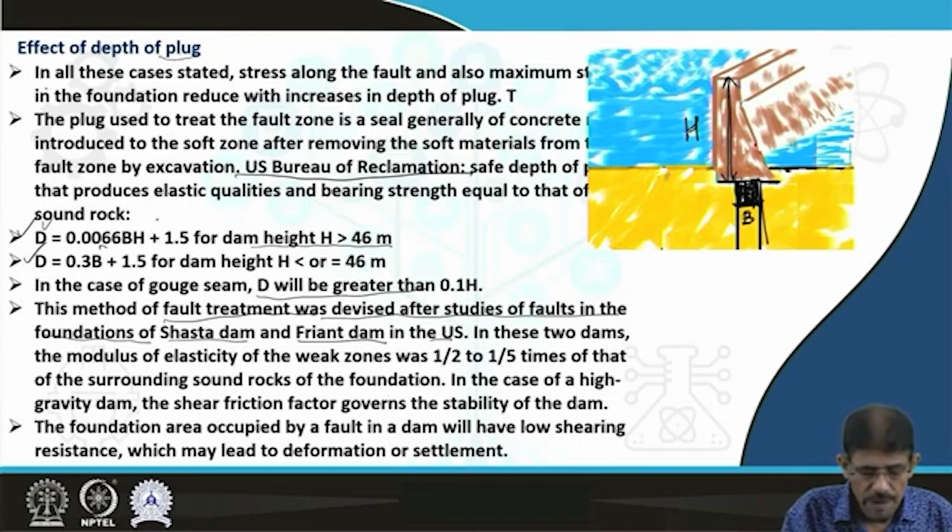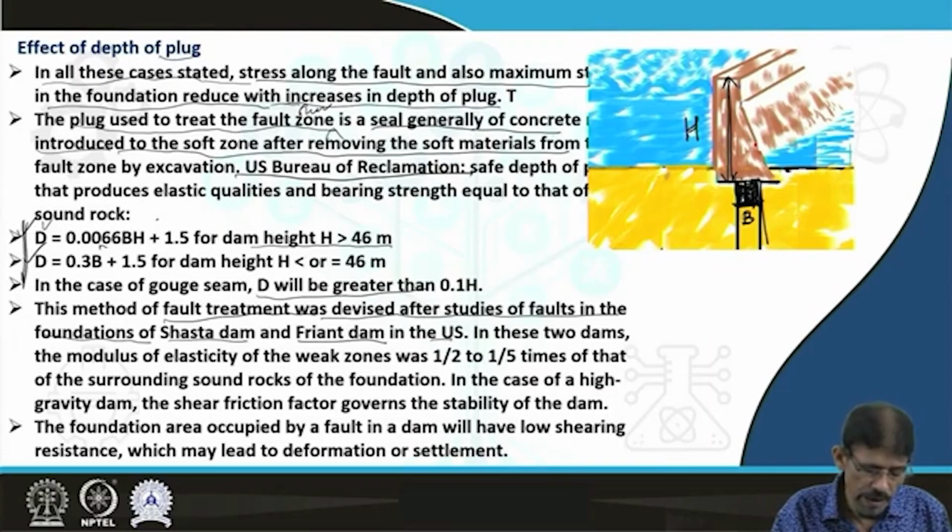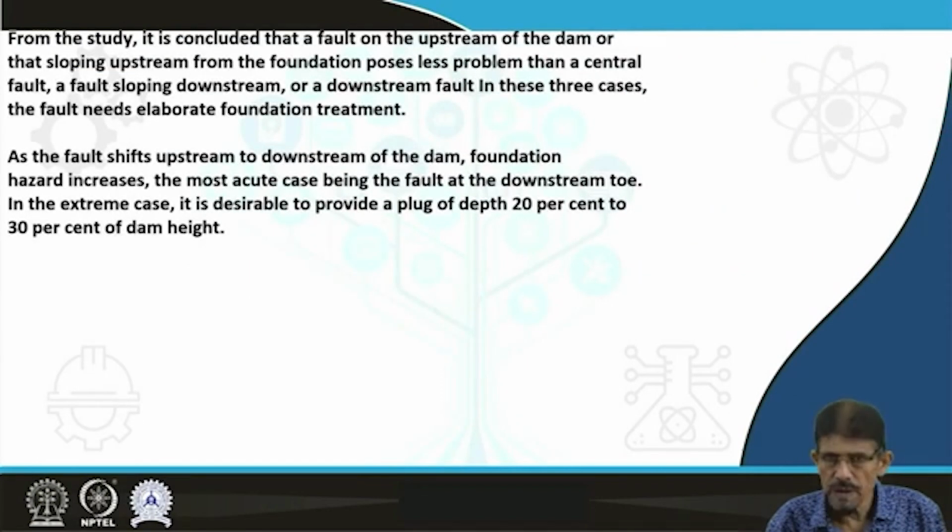The influence of the plug in all cases is that stress along the faults, and also the maximum in the foundation, reduces with increase in the depth of the plug. The plug used to treat the fault zone or shear zone is a seal, generally of concrete, introduced into the soft zone after removing the soft material as per this calculation. This soft excavated zone we are going to fill with concrete and make this situation suitable for stability, because in this way we make this zone similar to the nearby zone in view of the mechanical response of rocks, and competent enough to bear the load.